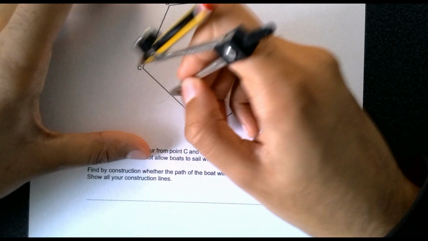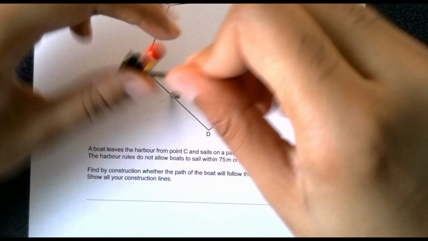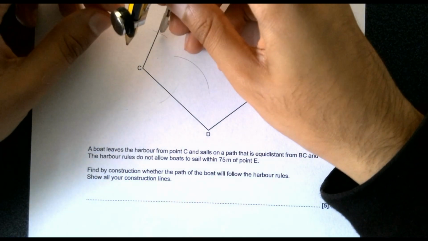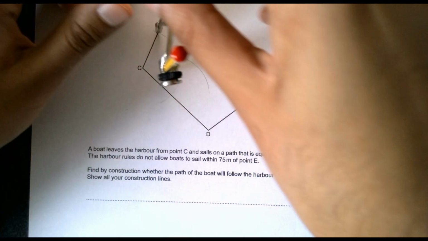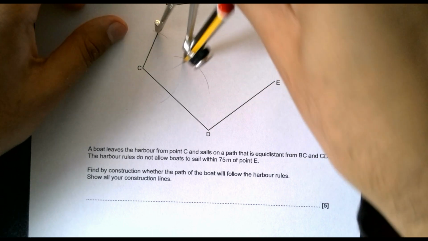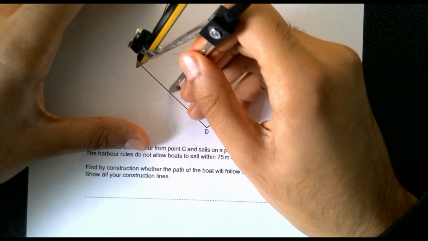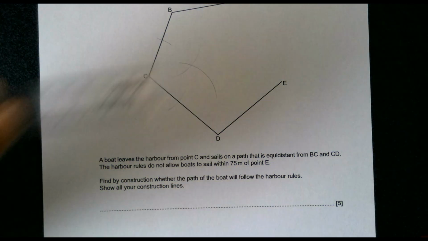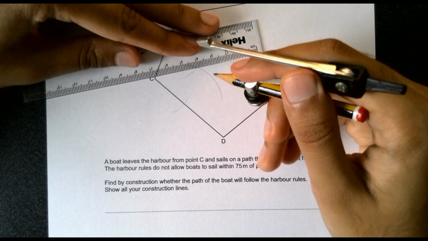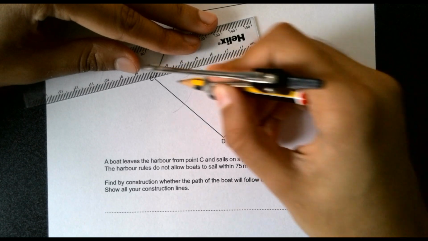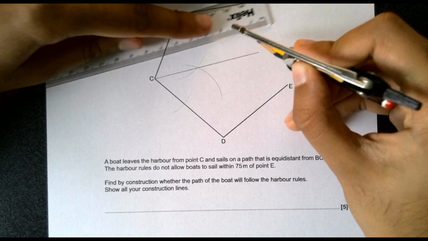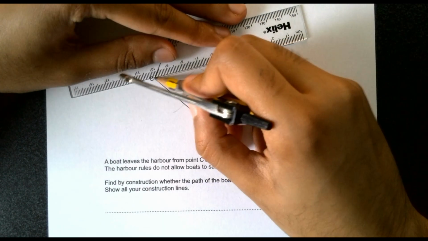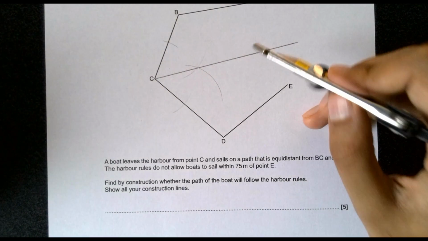And now from here, draw arcs like this, keeping the same radius. Do the same in the opposite direction too. Okay, so just make sure that everything is the same. Yes, it is. So now, if we join these up with a straight line, like so, we've got here this line. So that statement is sorted.